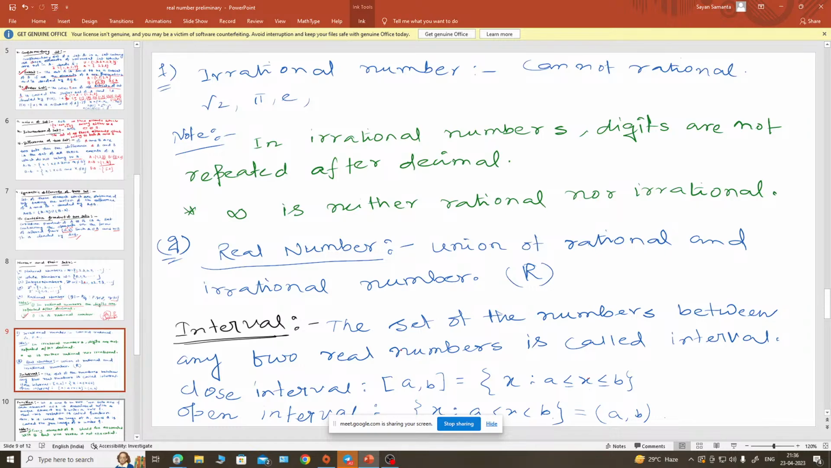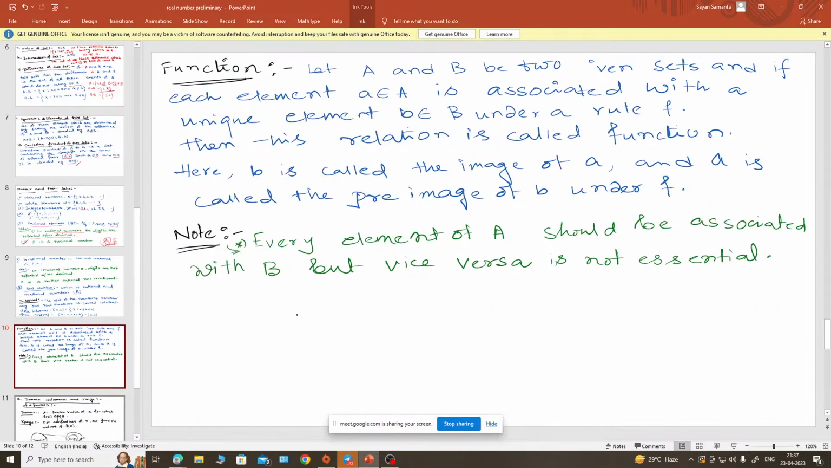Is it clear? Is it clear to everyone? Please comment. Is it clear? Okay, very good.